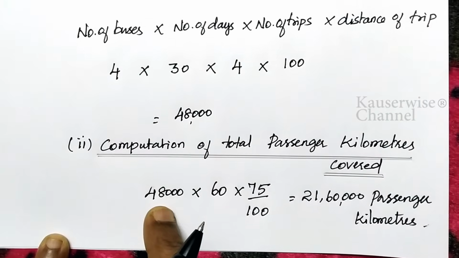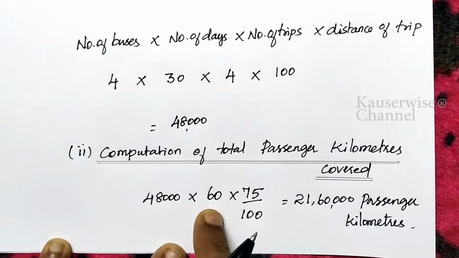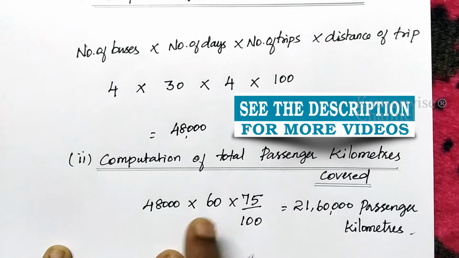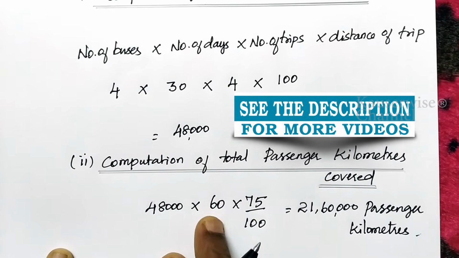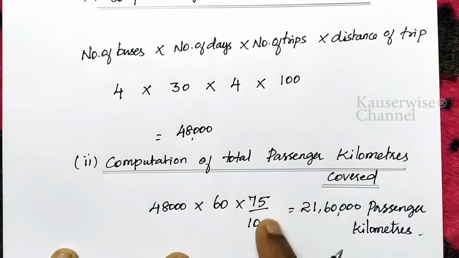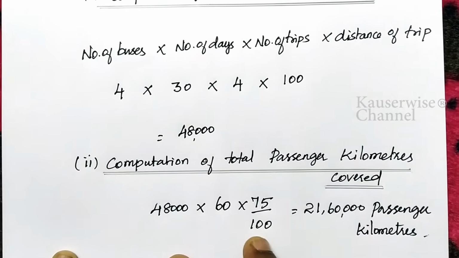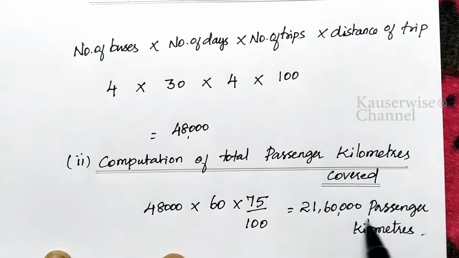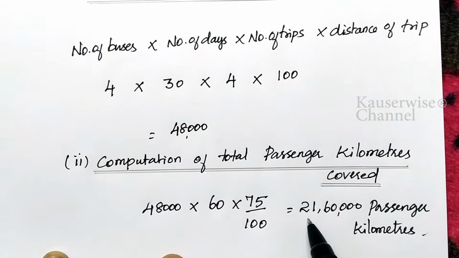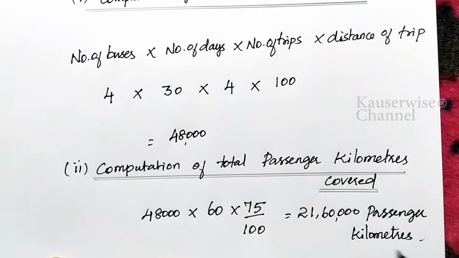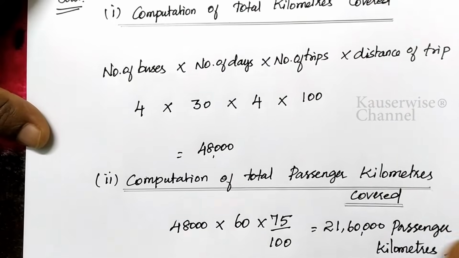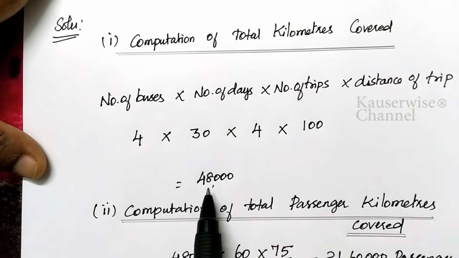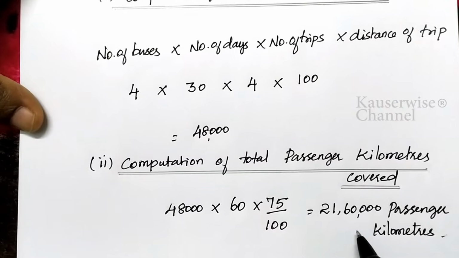Okay, see, we have taken total kilometers covered into the capacity of the bus. The capacity of the bus is 60 passengers, right? In that, only 75% of the passengers travel every day. So with this you can find out the total passenger kilometers covered. That is 21,60,000 passenger kilometers. See, this is the way to calculate total kilometers covered and total passenger kilometers covered.